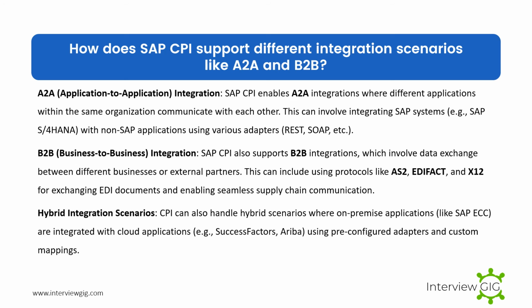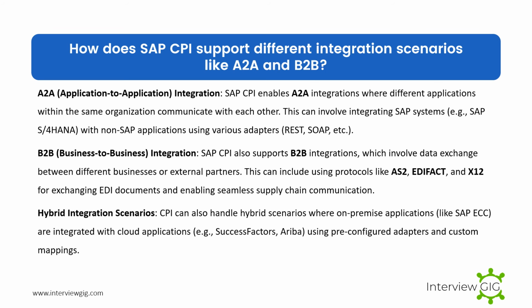How does SAP CPI support different integration scenarios like A2A and B2B? A2A, application-to-application integration. SAP CPI enables A2A integrations where different applications within the same organization communicate with each other. This can involve integrating SAP systems, e.g. SAP S/4HANA, with non-SAP applications using various adapters, REST, SOAP, etc.